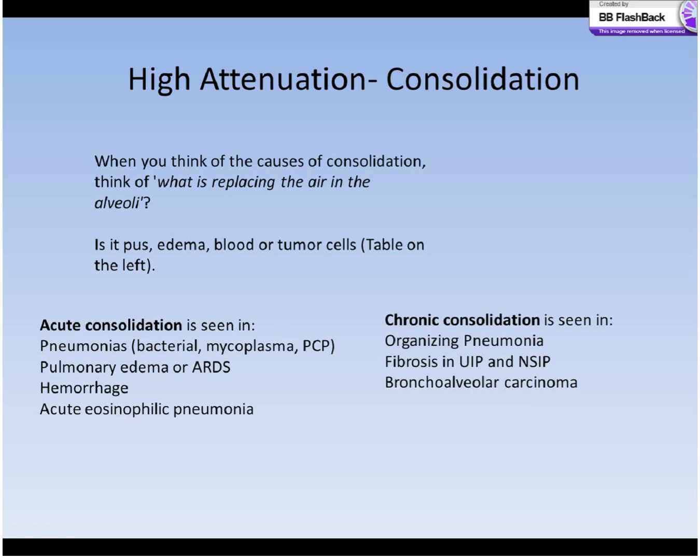So moving to consolidation, another high attenuation finding. You really want to think about what is replacing the air in the alveoli when you think about consolidation. And it's usually pus, edema, blood, or cancer cells. Acute consolidation, chronic consolidation. Very similar to GGOs, you want to differentiate based on time, because if all you had was a CT chest, it'd be very difficult to say what's going on. And very similarly to ground glass opacities, you have a consistent differential between the two.